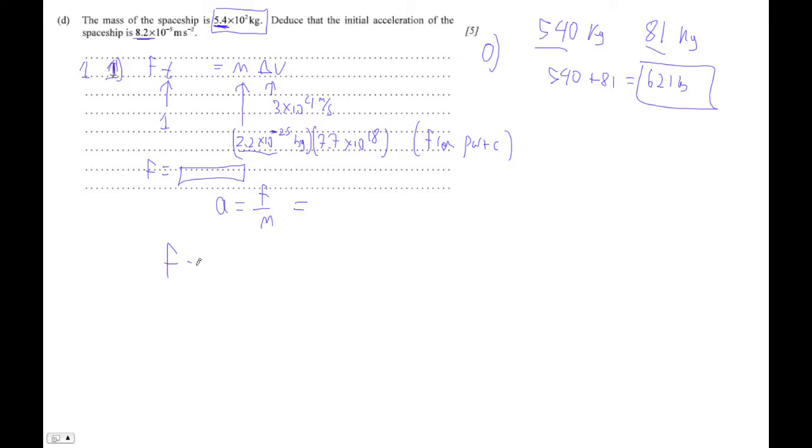So we're using F equals ma, right? To divide that force by the mass, right? And I believe it's 540 plus 81, right? So the initial acceleration of the spaceship is that. Yeah. What's interesting is they don't ask us for the final acceleration. We don't have to subtract gravity because it's in deep space or something like that, right?